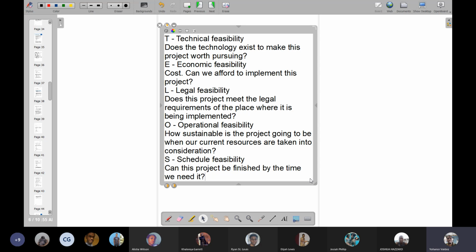Yes, Chelsea? I was going to ask if it's possible that one of these can be overlooked if the majority is feasible. Yes, for sure. Some people might say okay, it depends on the degree of how infeasible it is.